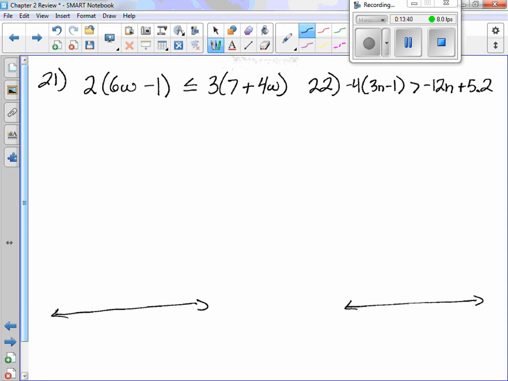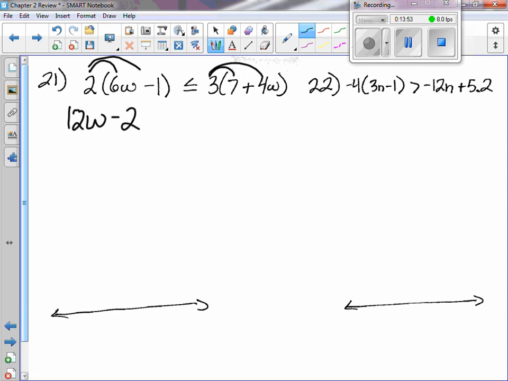Let's look at 21. The first thing we need to do on 21 is to distribute 2 across the left side. So 2 times 6w would be 12w. 2 times negative 1 is negative 2. It is less than or equal to, well, 3 times 7 is 21. 3 times 4w is plus 12w.